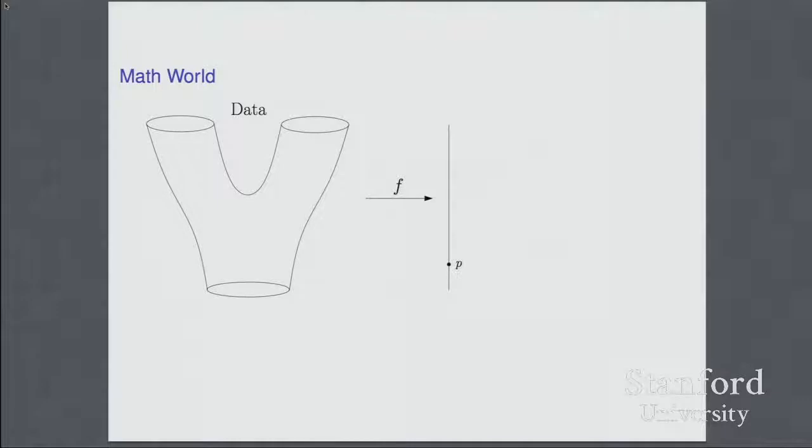Okay, so here's how we start. We start with the continuous function f, and this function f at Ayasdi, we call a lens on your data. I'll probably switch back and forth between saying lens and saying function, and you'll just have to bear with me.